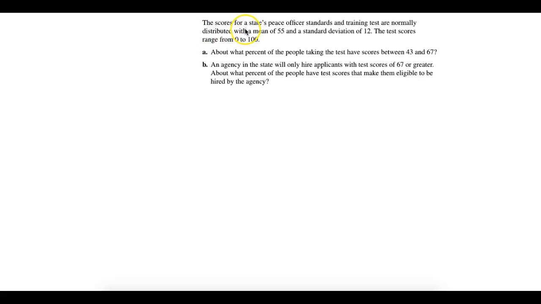The scores for a state's peace officer standards and training test are normally distributed, so that means we have our normal bell curve, with a mean of 55 and a standard deviation of 12. The test scores range from 0 to 100. So here, our first part, we want to find the percentage of people taking the test, and we have a range right here. So before we even get into answering this, let's go ahead and look at what our curve is going to look like.